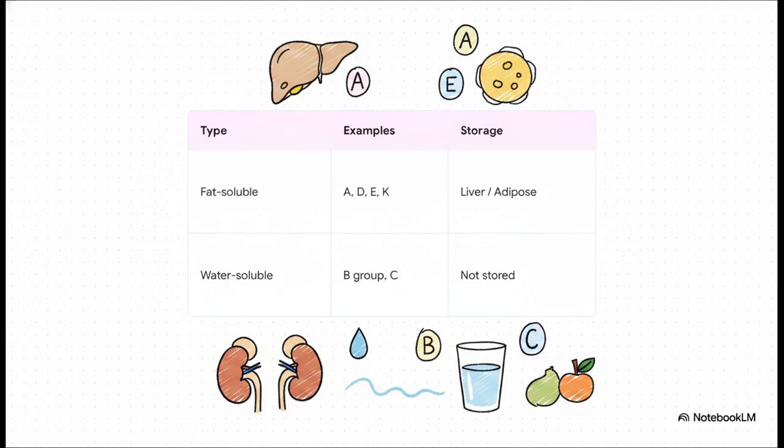Alongside those enzymes, we have vitamins. These are organic compounds we need in small amounts to perform specific biological functions. We classify them by solubility. Fat-soluble vitamins, that's A, D, E, and K, can be safely stored away in your liver and fat tissues. Water-soluble vitamins, on the other hand, specifically the B group and vitamin C, well, they can't be stored in the body because they're readily excreted in urine. The absolute most critical takeaway here: you have to constantly replenish those water-soluble vitamins through your daily diet. They won't just stick around.